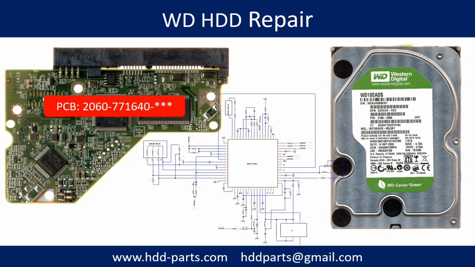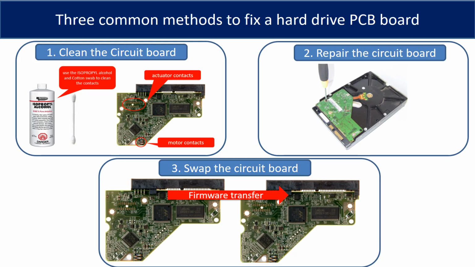Hello there. In this video we are going to talk about WD desktop hard drive PCB board repair and disk data recovery. The PCB board number is 2060771640. There are three common methods to fix a hard drive PCB board.